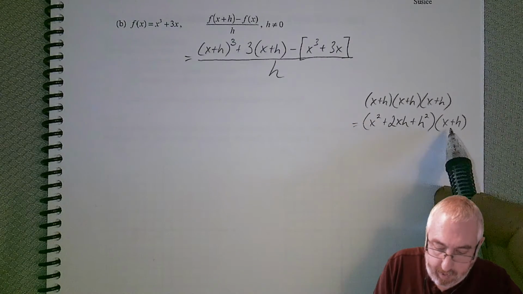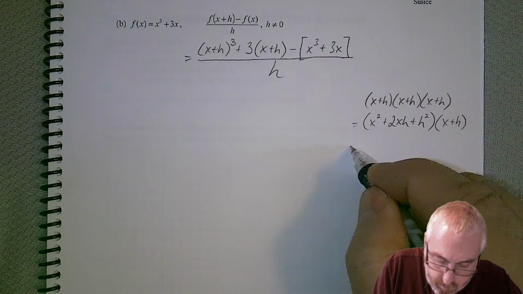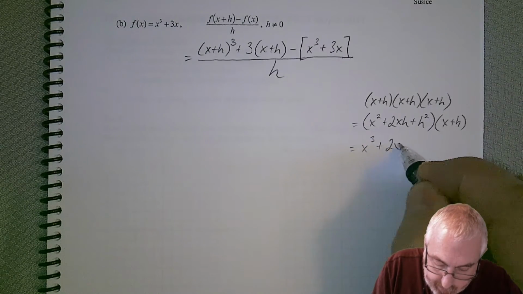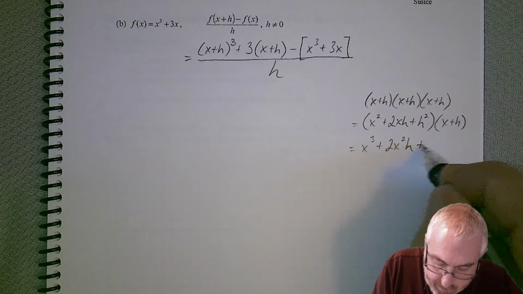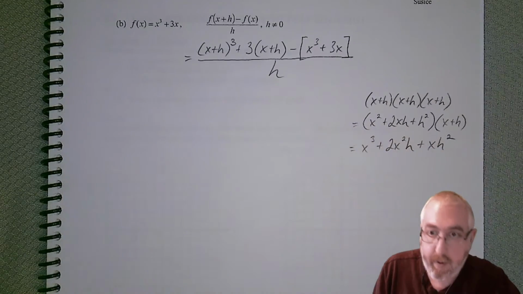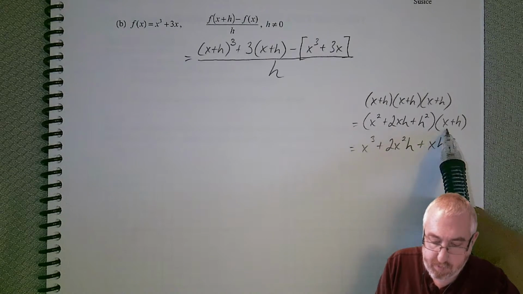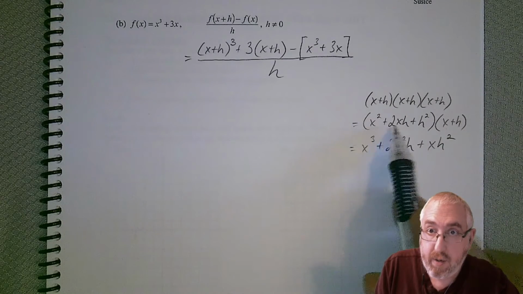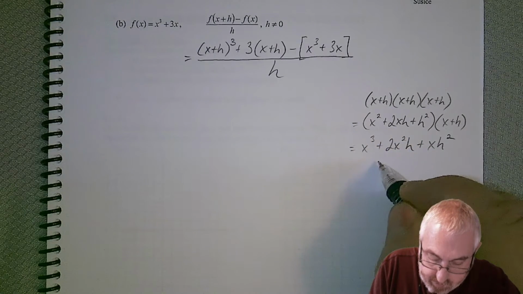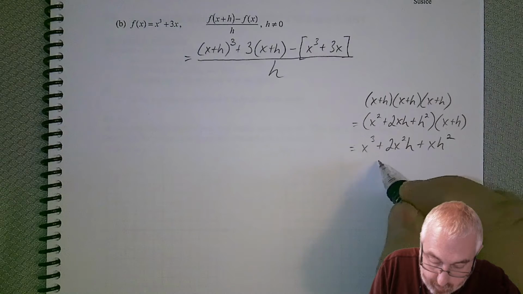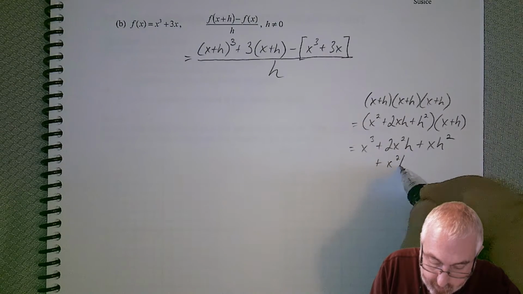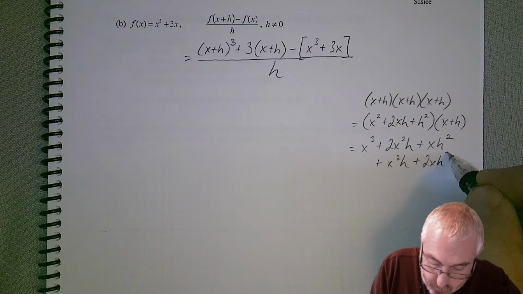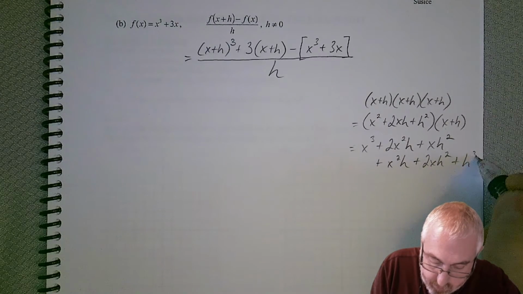So let's do it one at a time. Start with the x. So you've got x cubed plus 2x squared h plus xh squared. So that's the first step, is multiply that in. But now we want to multiply the h times every one of those. So that's going to be a plus x squared h plus 2xh squared plus h cubed.